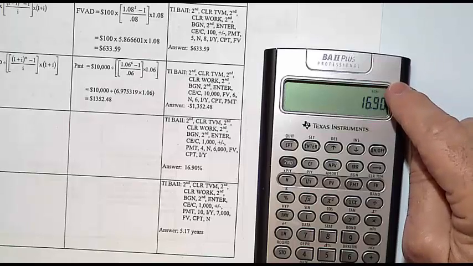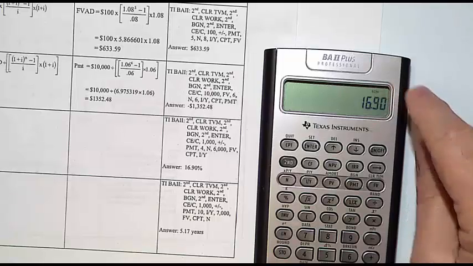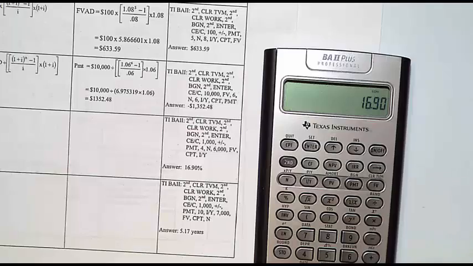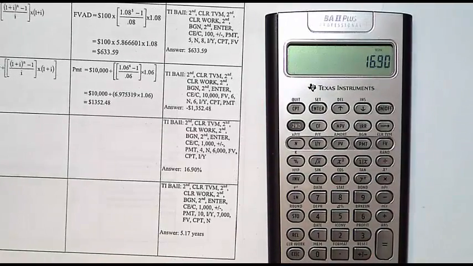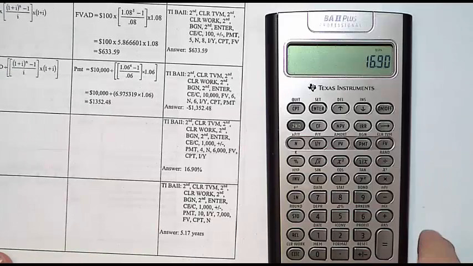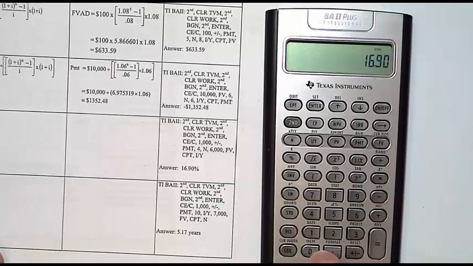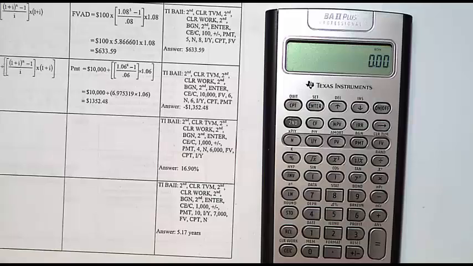And I'll try to be clear and say beginning of the year, or we start payments today, or something like that. There's no intent to confuse anybody on a test using either beginning or end of period payments. It should be very clear from the way the problem reads. So we're going to second clear TVM, second clear work, clear everything.